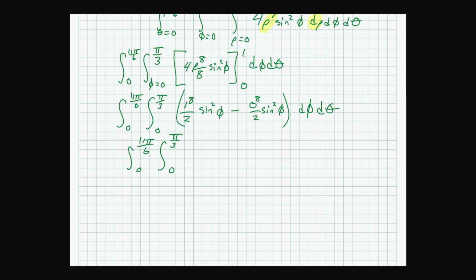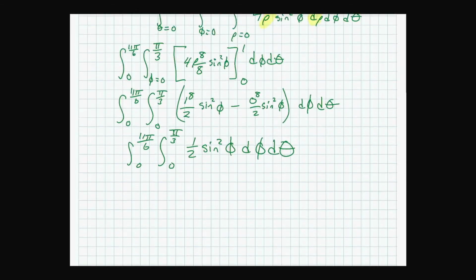When you work this out, this one's going to be 0 because of the zeros. This is going to be 1/2 sine squared phi, d phi, d theta. And so now you've got to integrate 1/2 sine squared phi. The only real problem you're going to have with integrating stuff in spherical coordinates is stuff like this. Powers of sine are going to show up pretty often.